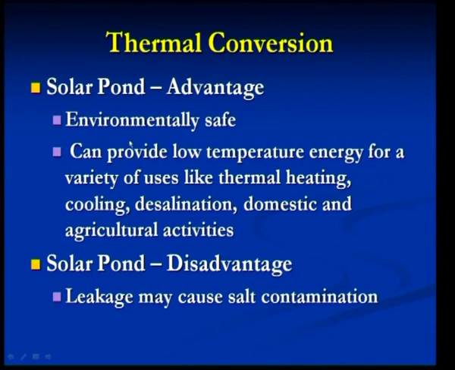Now, looking into the advantages and disadvantages of a solar pond. A solar pond is environmentally safe. It can provide low temperature energy for a variety of uses like thermal heating, cooling systems, desalination units, and domestic and agricultural activities. One limitation or disadvantage of a solar pond is that leakage may cause salt contamination in the surface ground or the earth. That should be prevented effectively in the working.